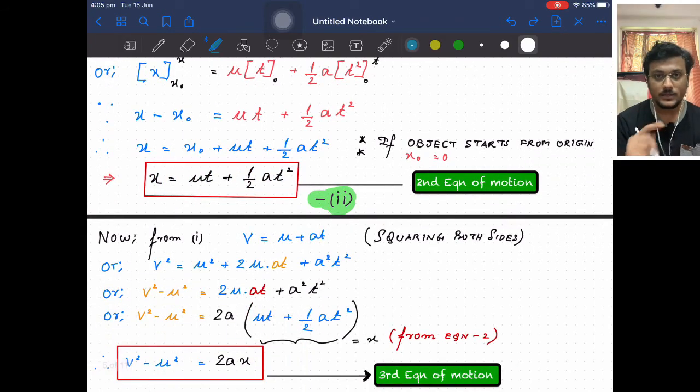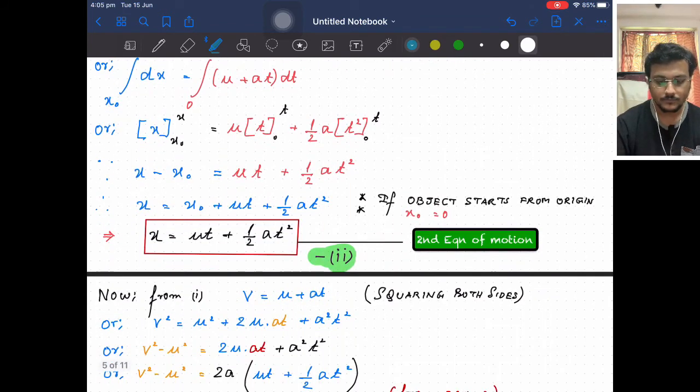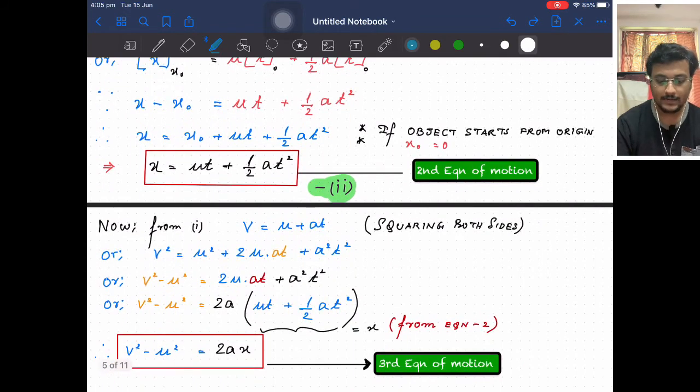Let's take a look at the first equation of motion. We know that the first equation of motion gave us v equals u plus at. So that's a relationship between velocity, acceleration and time. If we take the help of that formula, there is a big chance that we will end up with the third formula. How so? Let's give it a try.